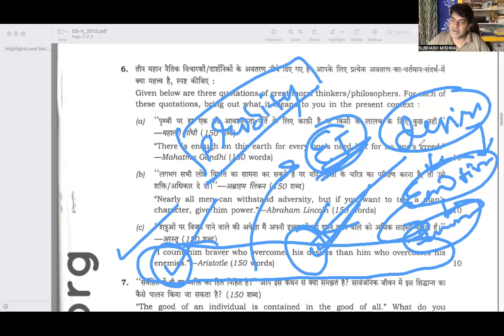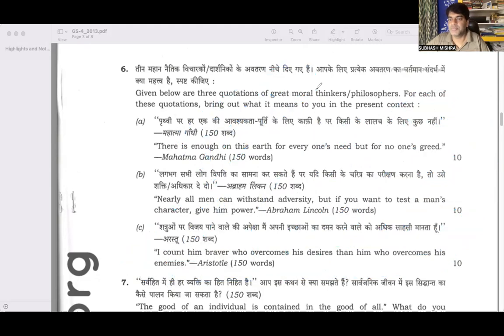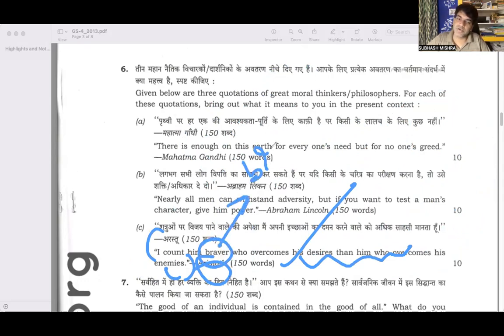So this is vice versa. If desires are controlled, your emotion is controlled. If your emotion is controlled, you will not be putting desires first, but necessity first, duty first, responsibility first. So the enemies cannot take you for granted. They cannot take benefit from you. So this is the Aristotle saying here. Even if you don't know exactly where it is coming from, you don't have to know. "I count him braver." So he is talking about bravery.